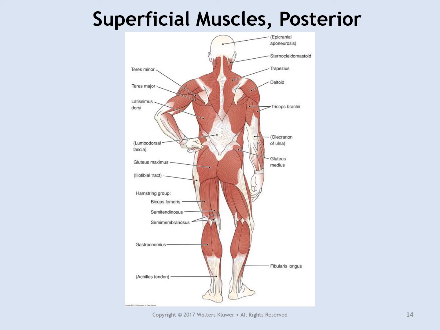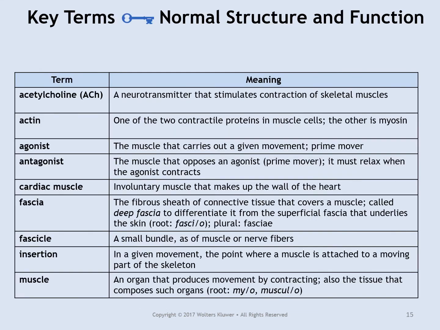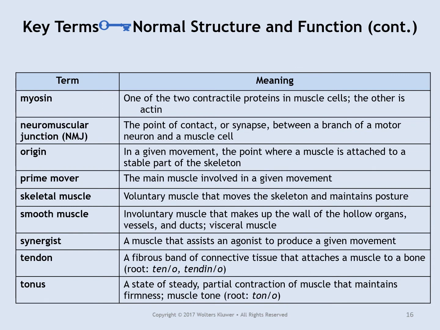And here they are, the muscles looking at the posterior view. So key vocabulary words we've covered: acetylcholine or ACH, actin, agonist, antagonist, cardiac, fascia, all of those, neuromuscular junction.